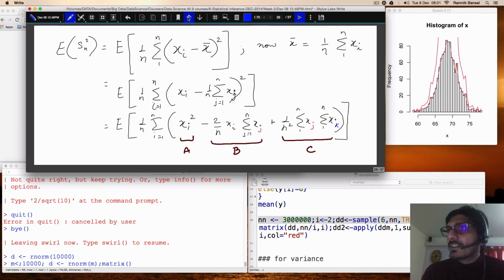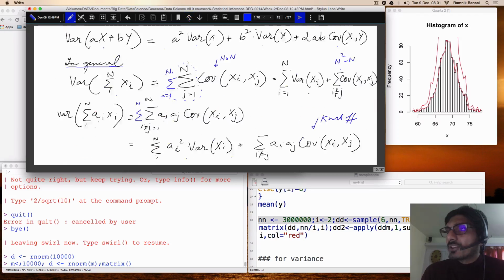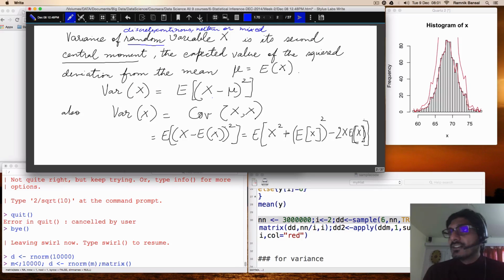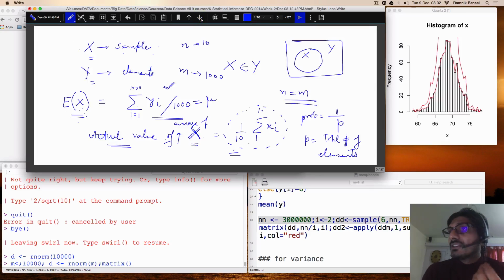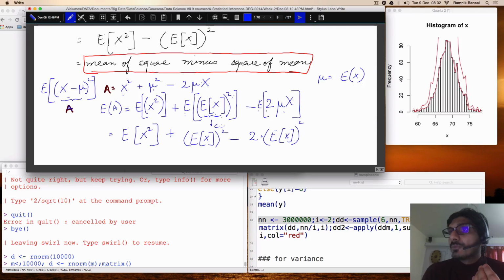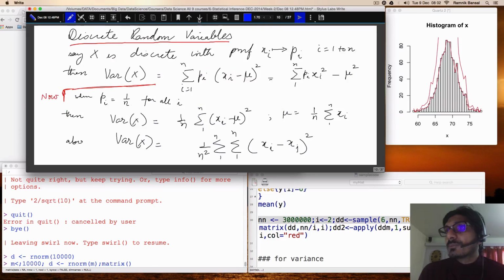Let's just quickly summarize what we did today, because this is a very important concept. As far as variance is concerned, be very clear about the definition. Variance is the expected value of the square deviation from the mean. And then we saw that I can represent it as the expected value of x square minus the expected value of x, the whole square. So mean of square minus square of mean. This is what it comes down to.